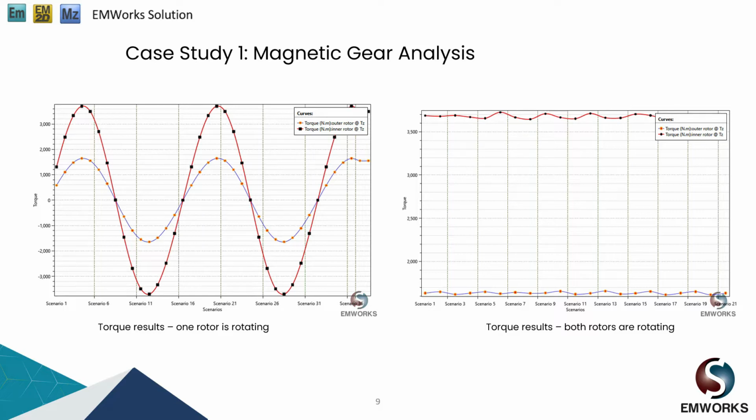The first results, the left figure, were obtained when only one rotor is rotating. The right figure shows the torque results of both rotors when both rotors are rotating in different directions. So you can see the loaded torque. Here it can be seen the steady state torque of our magnetic gear. These results were also obtained using parametric studies of EMWorks 2D.